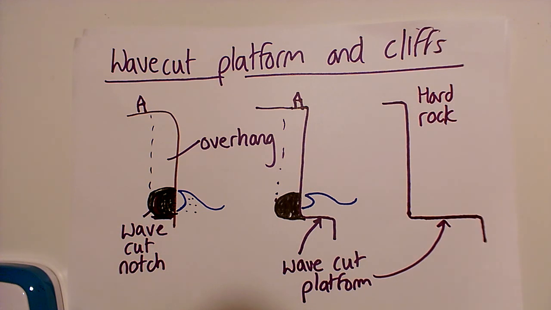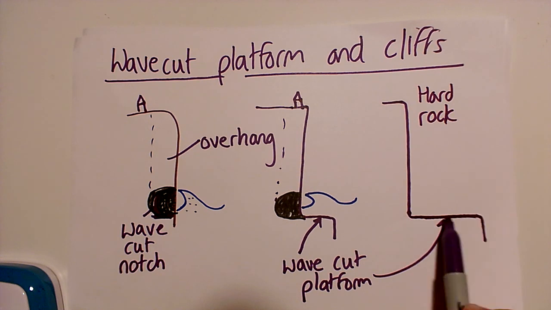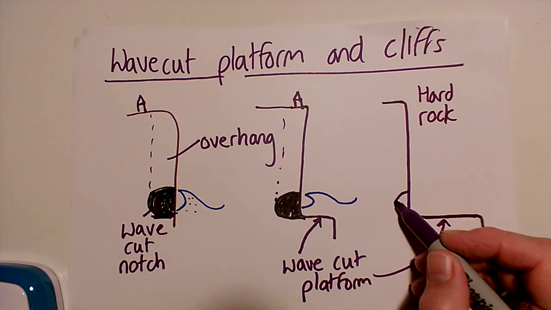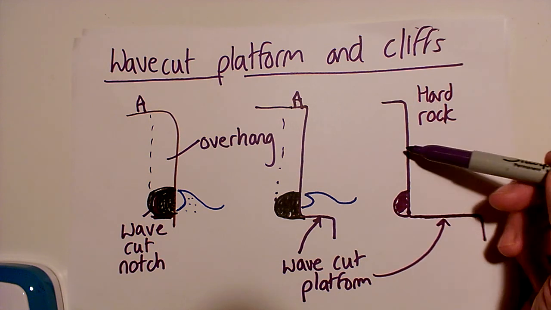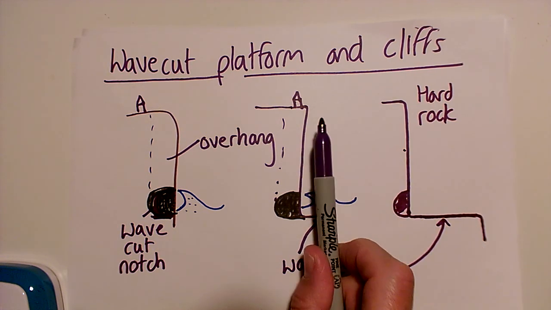And that is the formation of a wave cut platform, and that process will continue again, and it will get bigger and bigger, and a cliff that is moving backwards over time.